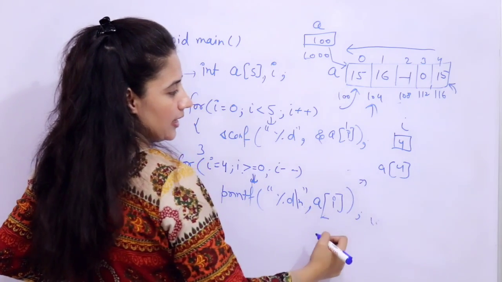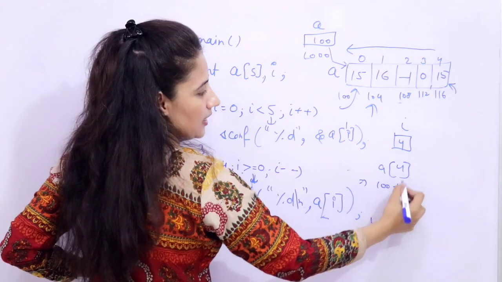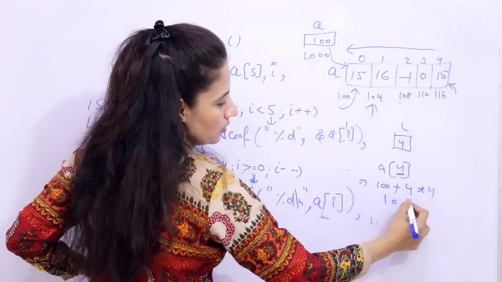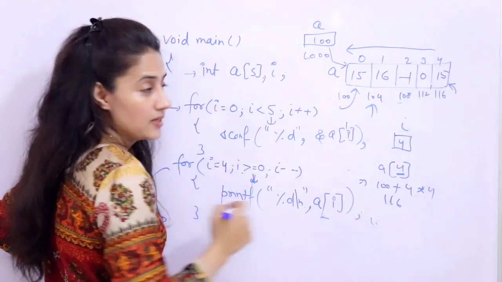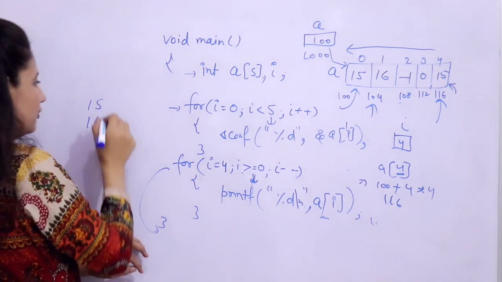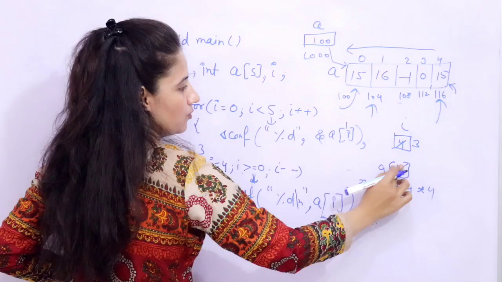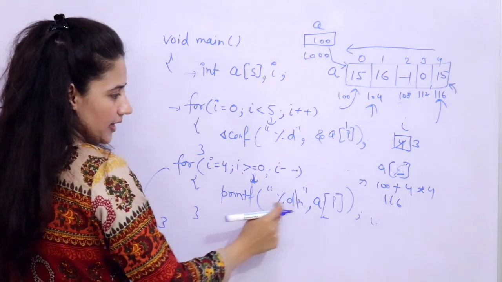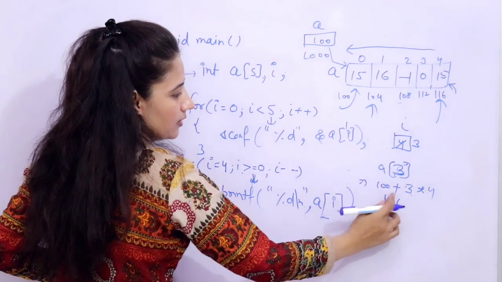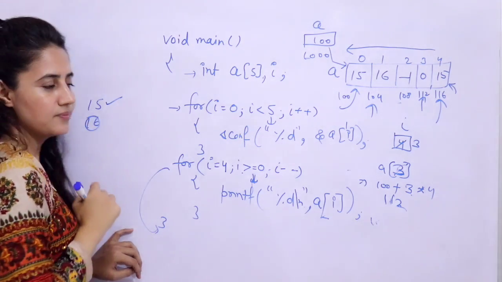So now how would the address be calculated? The address of A of 4 would be calculated. Base address is 100 plus index 4 into size of int 4, means 116. Directly you can access this 116. And what value would be printed? 15. I minus minus. I becomes 3 now, right? So condition true. Again enter here, A of I, A of 3. Again address would be calculated. I becomes 3. Address would be 112. Access this thing. 0 would be printed.